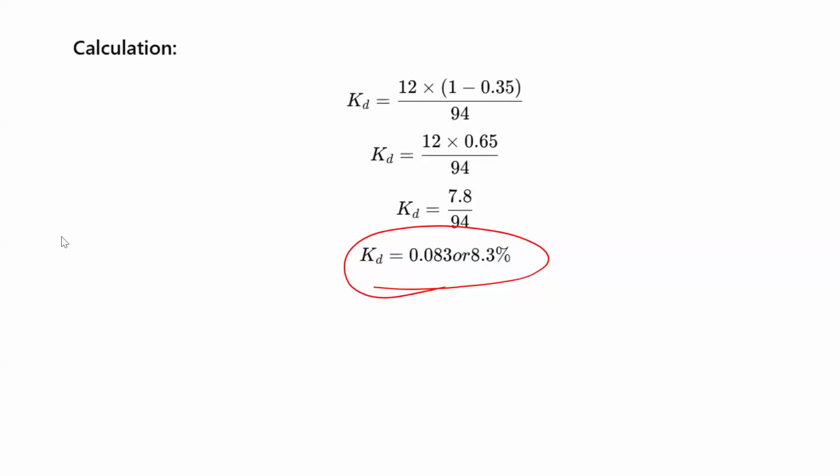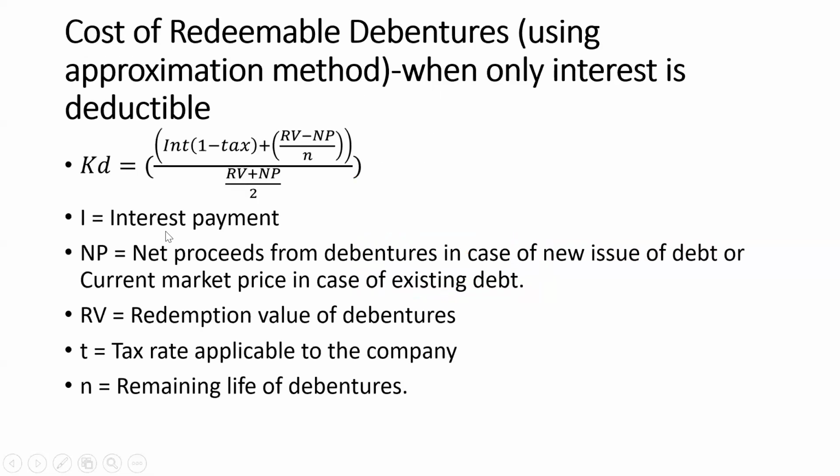Now going further, let's discuss the cost of redeemable debenture. So far we have discussed the cost of irredeemable debenture. When we have a redeemable debenture, the formula would be different. For irredeemable debenture the formula was different; for redeemable debenture, the formula would be a little different.